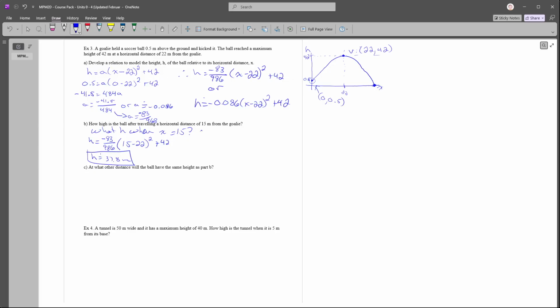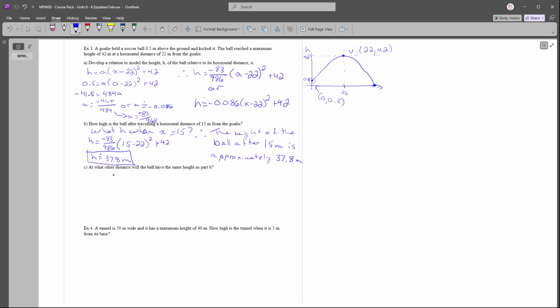So we give a therefore statement. Therefore, the height of the ball after 15 meters is approximately, now I want to use that word approximately because we are making a rounding, 37.8 meters.